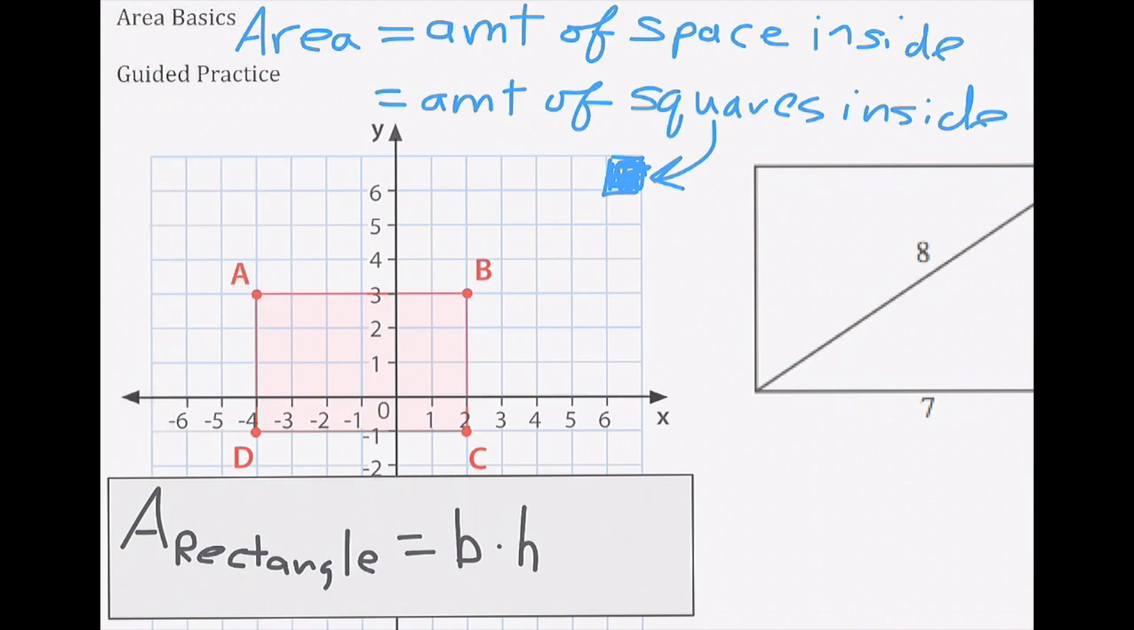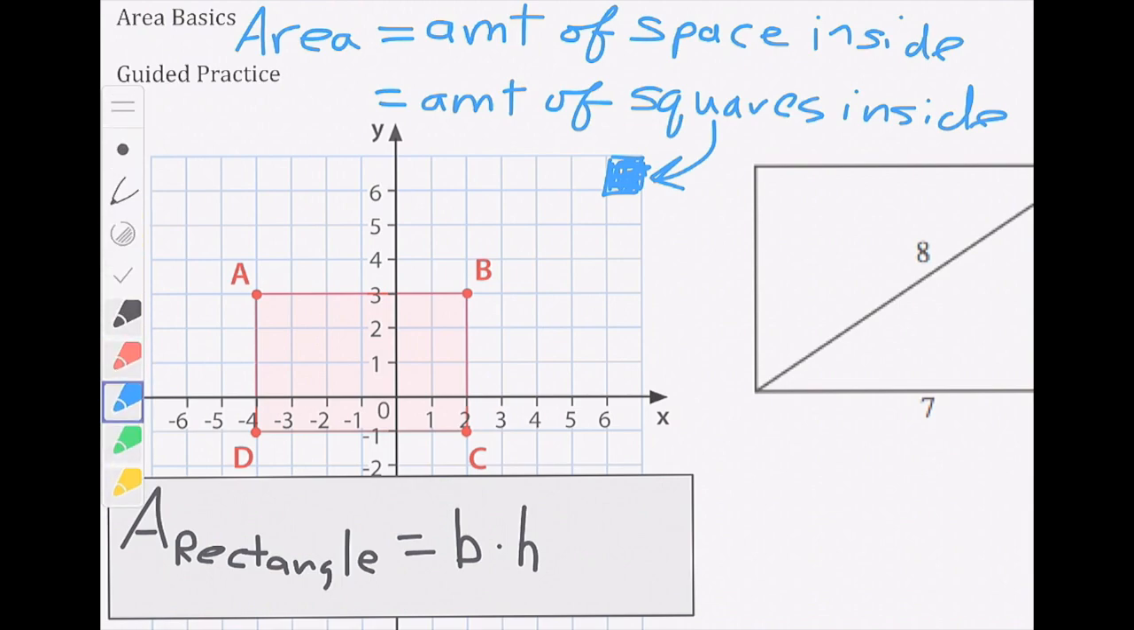So the area is the amount of space inside an object, a two-dimensional object, an object that can be drawn on a piece of paper, like a rectangle. And when it comes down to area, we measure area by how many squares could actually fit inside. So one way to figure out the area here is to count up how many squares are inside the shape. 1, 2, 3, 4, 5, 6, 12, 18. There's 24 squares inside, so the area is 24.